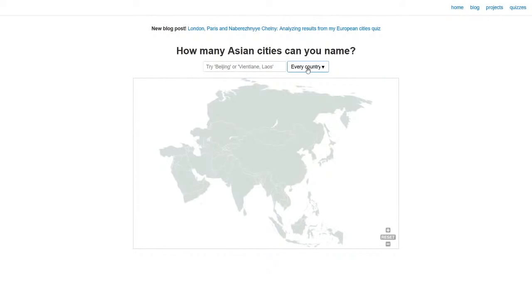I have the every country setting turned on, which means if there's more than one city with the same name, then all of them will pop up. However, that's probably not as common in Asia as it is in the United States. So I'll put a little timer on my phone for 30 minutes and we'll see how many I can get. I'm also probably going to go in a geographical order for this quiz, from west to east.